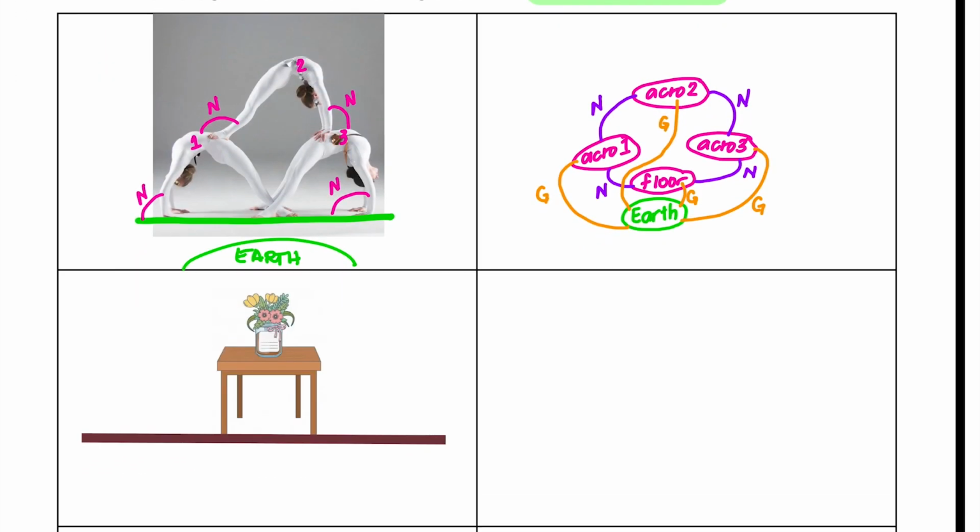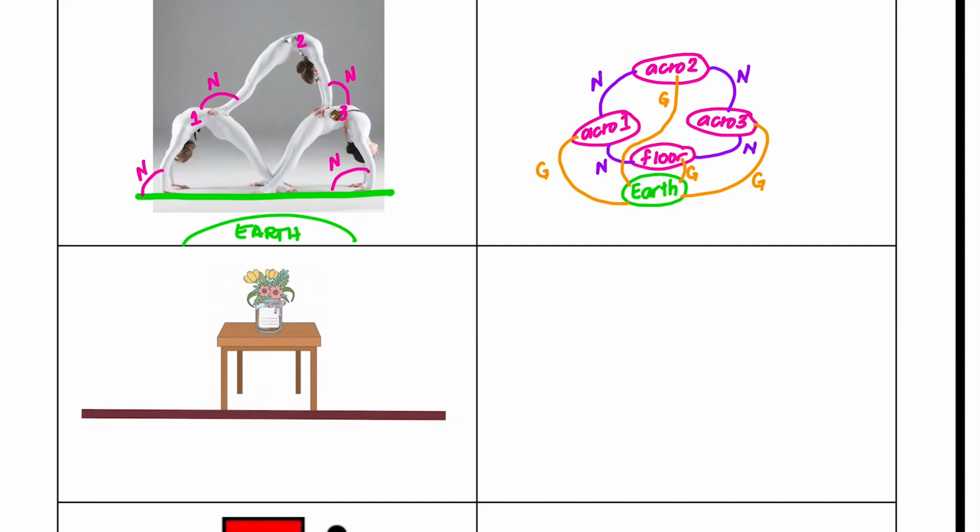I'll go through some of them, and I do want you to draw your own system diagrams. I know this part was for homework, so that should have been completed. And this part is the new stuff, and that's what you're going to be doing.